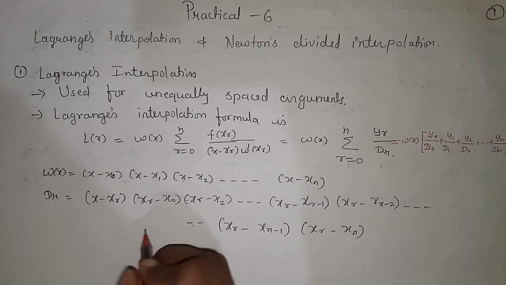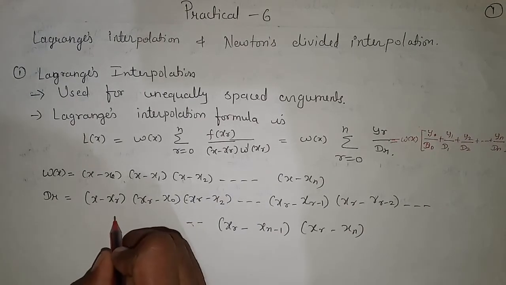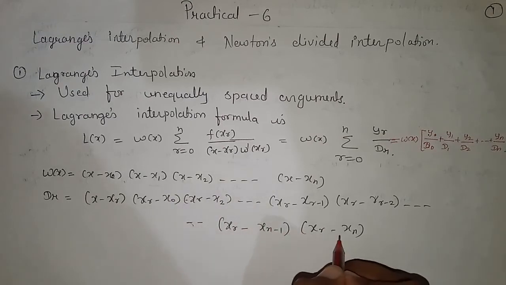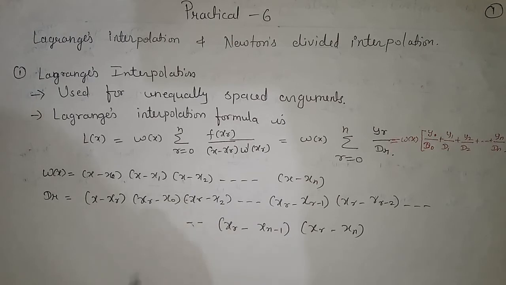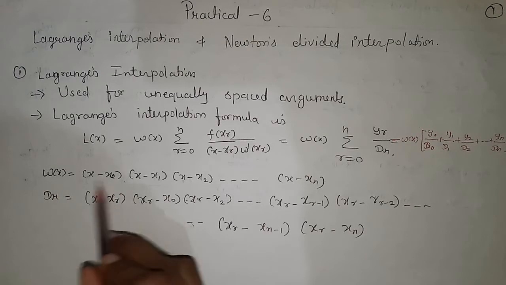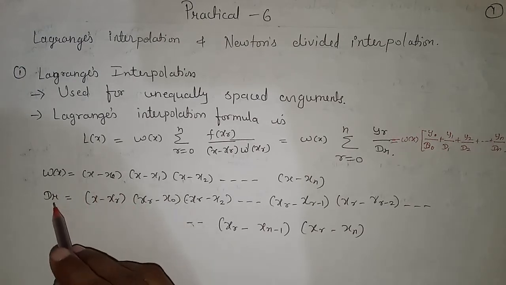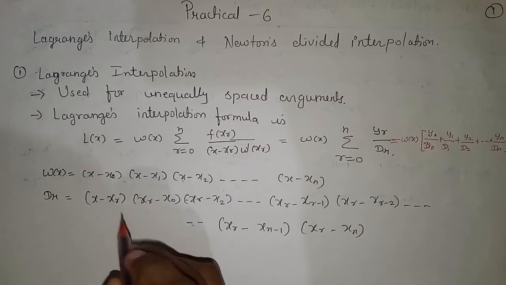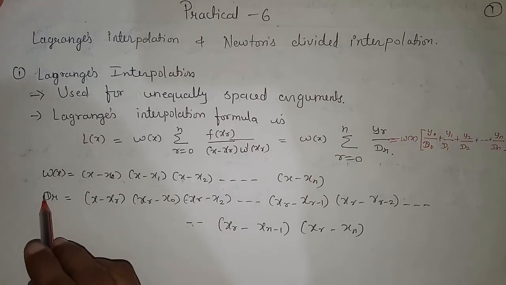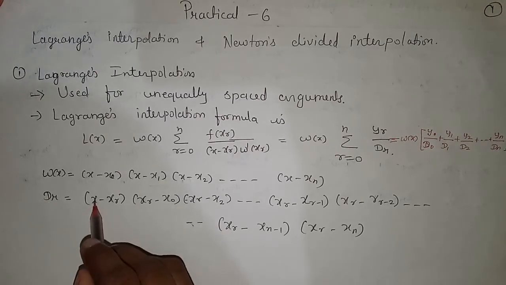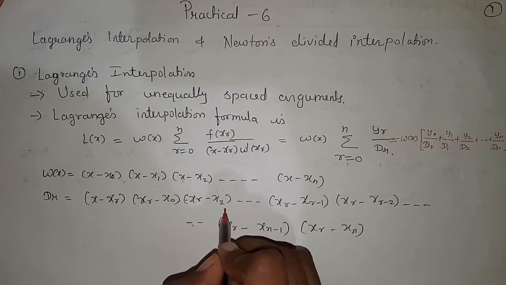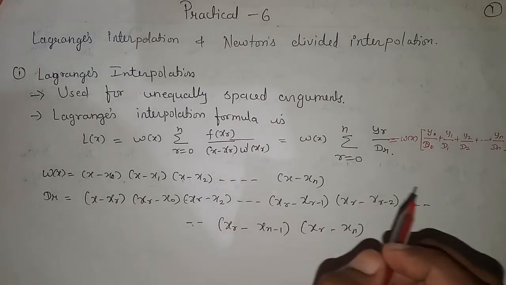Now what is this dr? dr is nothing but the product of x minus xr, xr minus x0, xr minus x1, up to xr minus xn. What are we doing actually here? We are subtracting each argument from xr. That is, if we want to calculate d0, we will subtract each argument from x0. So x0 minus x1, x0 minus x2, x0 minus x3, up to x0 minus xn.